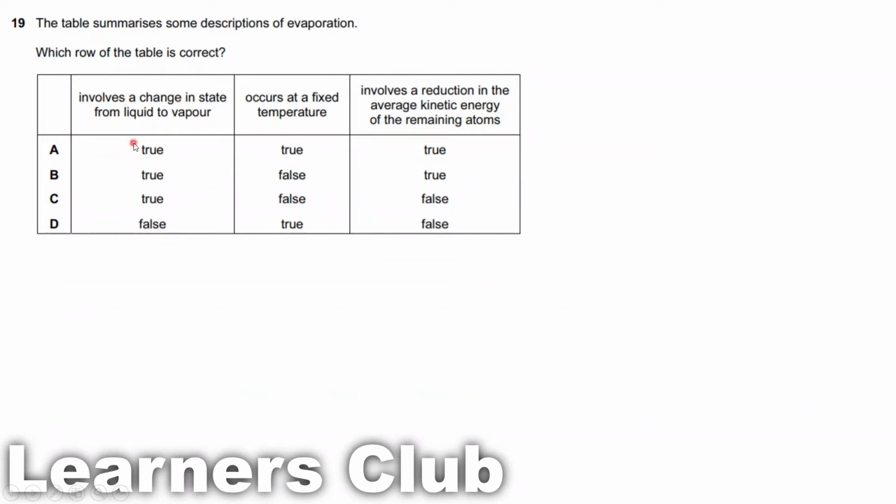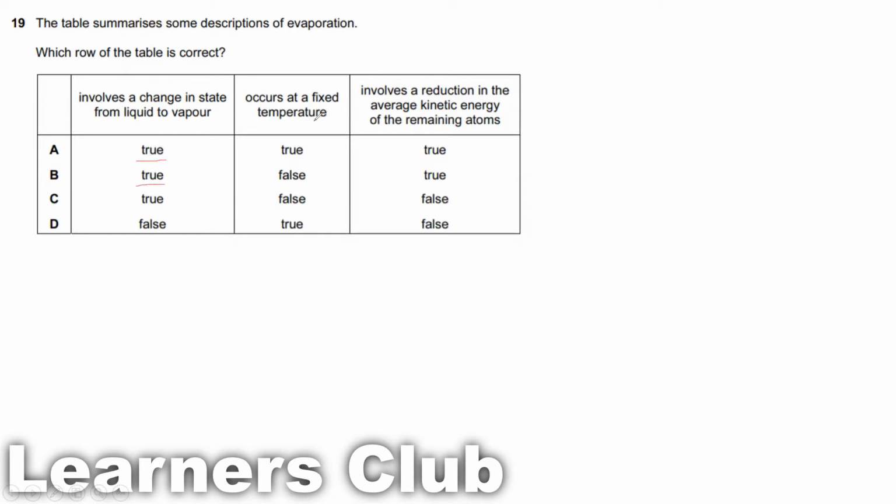The first column tells you whether there is a change in state from liquid to vapor. So we all know that evaporation means there is a change from liquid to vapor, so it's true. So the answer can be either option A or option B.